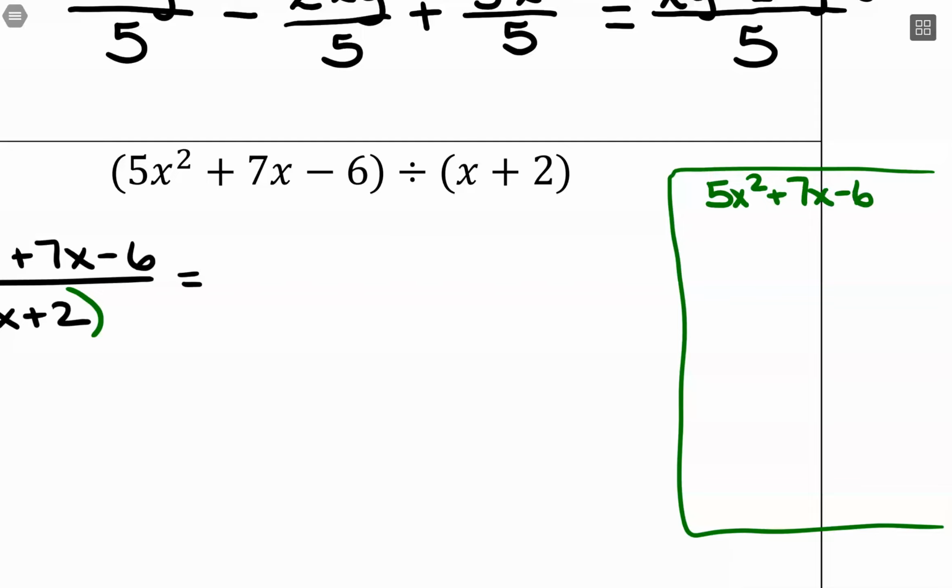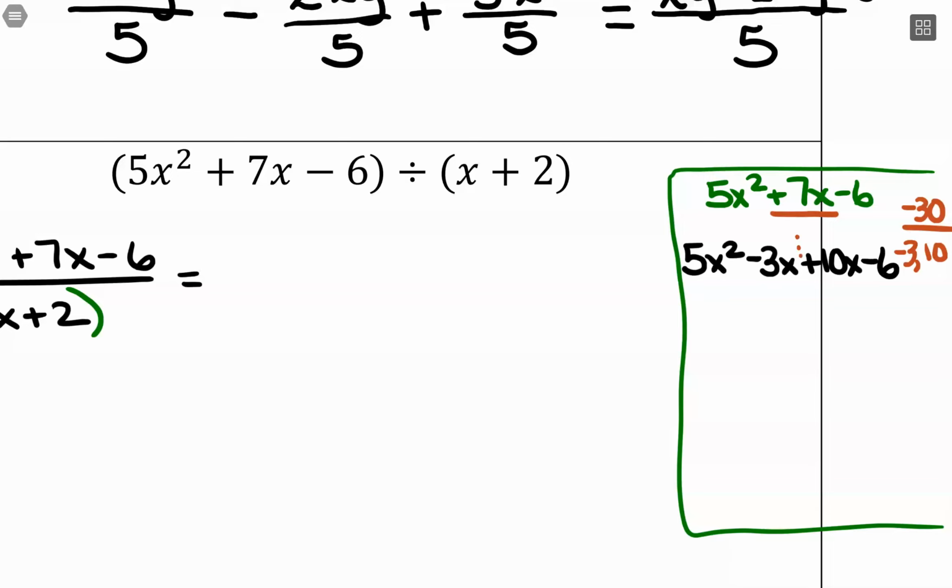So, a little refresher of the AC method. So 5 times negative 6 is negative 30, and I want to find two factors of negative 30 that add up to positive 7. So that's going to be a negative 3 and a positive 10. So two numbers that multiply to negative 30 and add up to the positive 7. So with that, I'm going to have 5x squared, and then this gives me a way of separating up that positive 7x. So I'm going to have a minus 3x plus 10x minus 6.